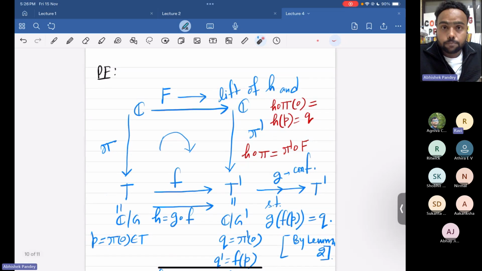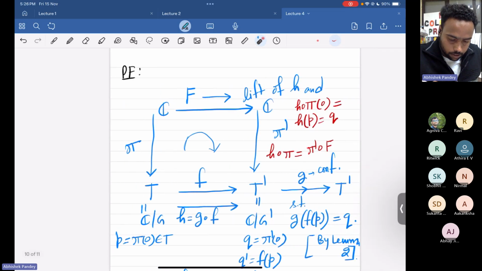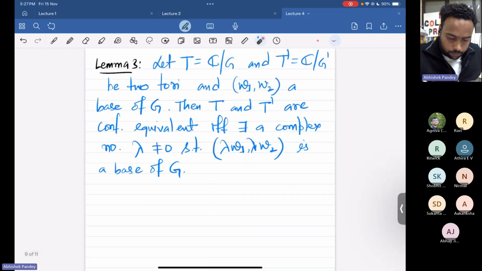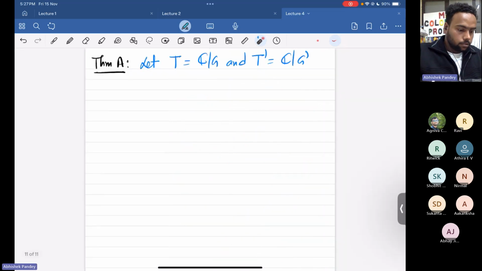I think we need some more condition on lifting. Yeah, I think that extra condition has been used here. Correct. Okay, I will check that one and let you know.